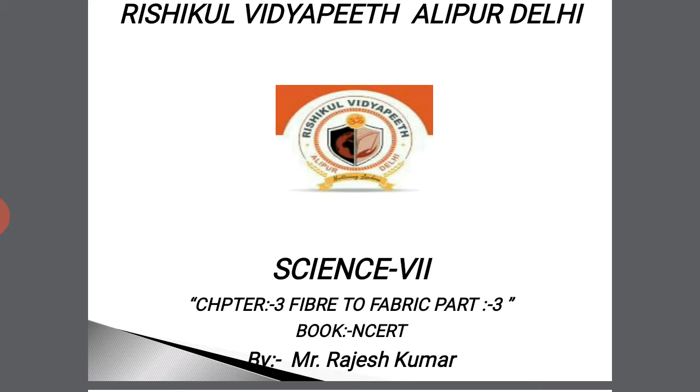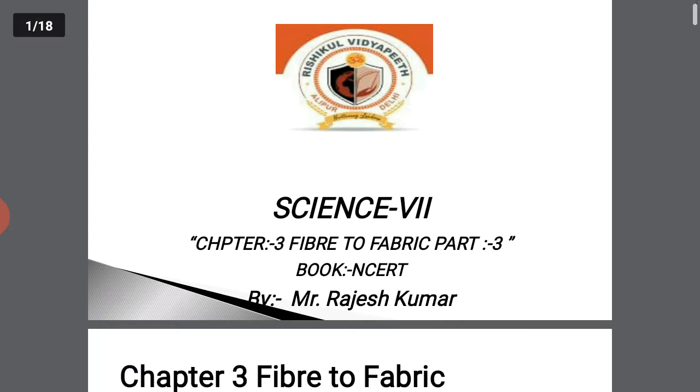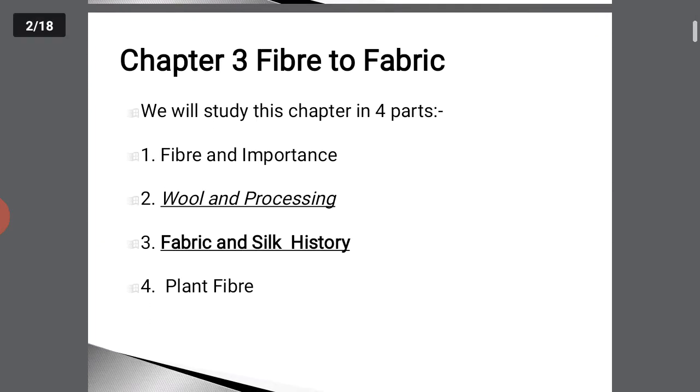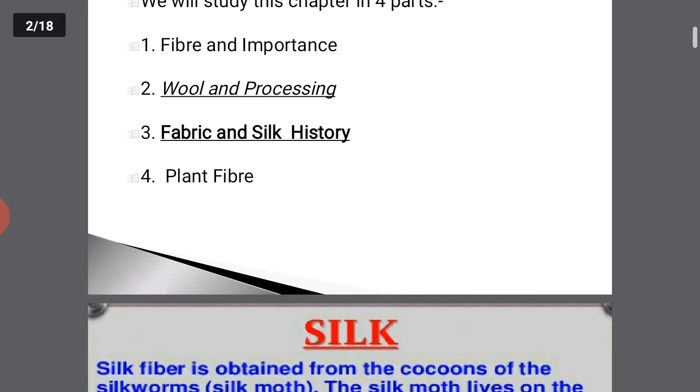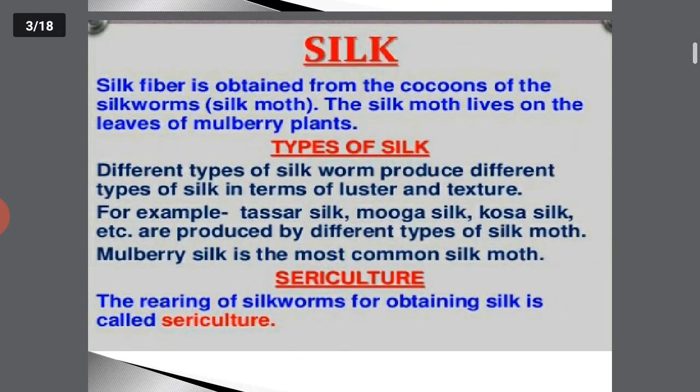Today we will study the third part of this chapter, Fiber to Fabric, chapter 3. In this part we will study silk, its history, and the fabric. In this chapter we have studied so far fiber and its importance, wool and processing. Now we will study fabric and silk history, and fourth is plant fiber, which we will study tomorrow.